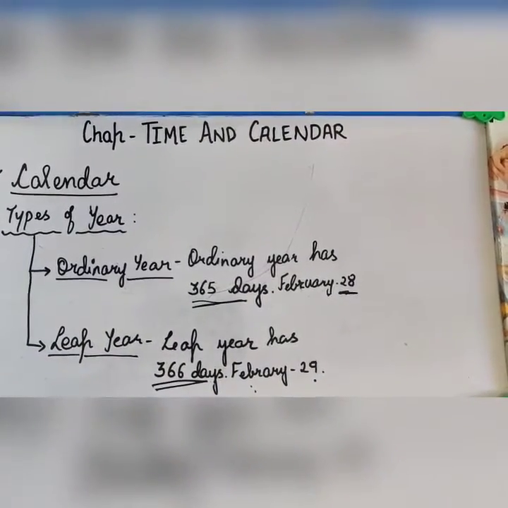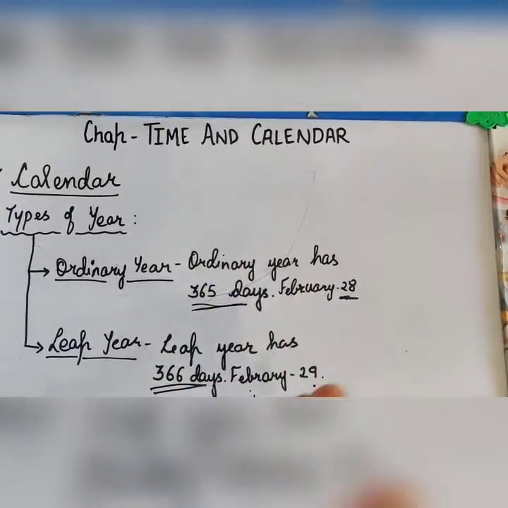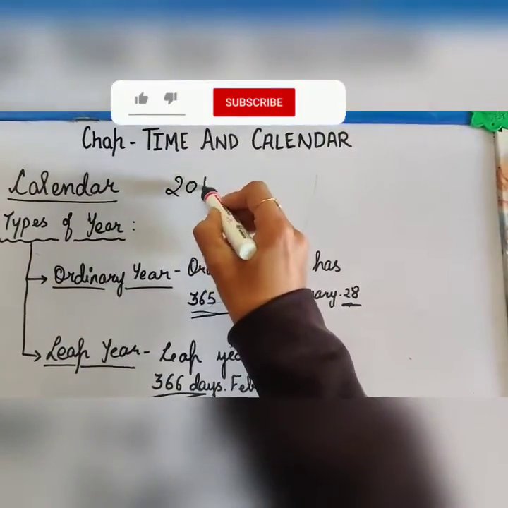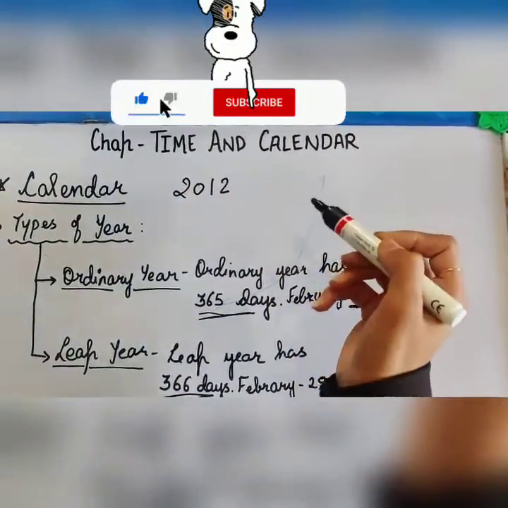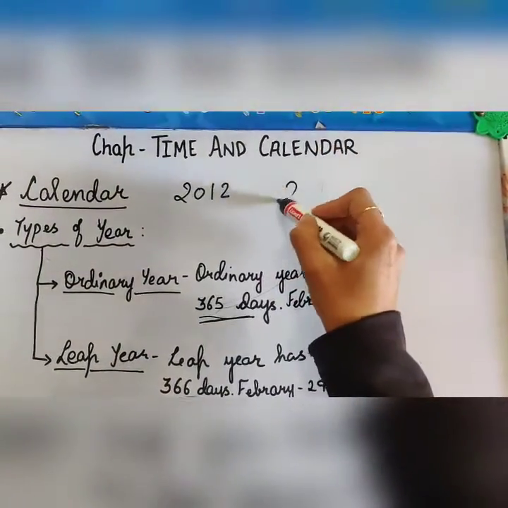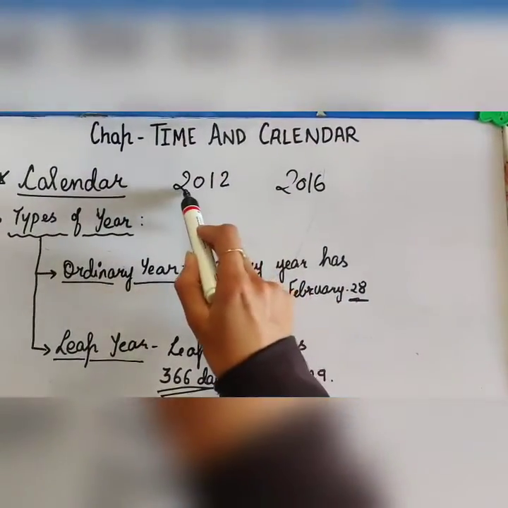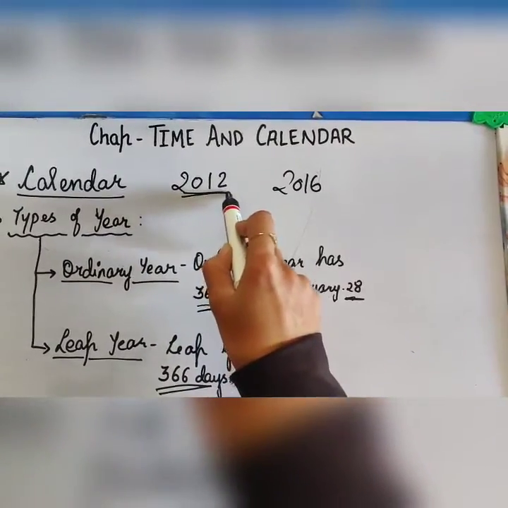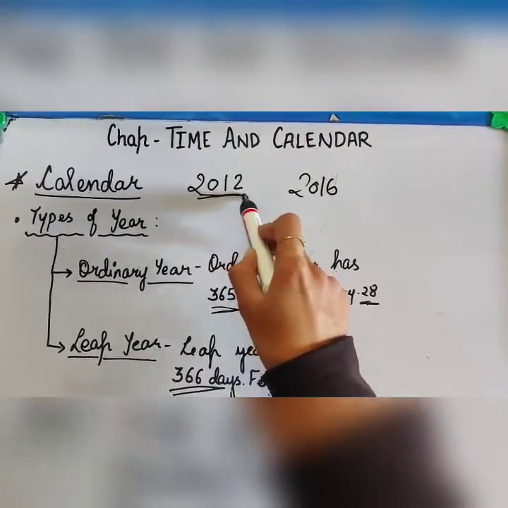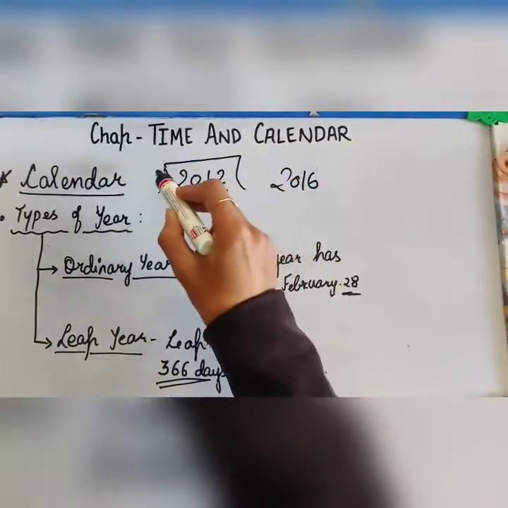Now, if you want to know which year is a leap year, how will we say that? Leap year comes after every 4 years. Suppose 2012 was a leap year. So after that we count 4 years: 13, 14, 15, 16. So next 2016 will be a leap year. Remember that the year whose number can be divided by 4 is a leap year. Suppose we divide 2012 by 4.